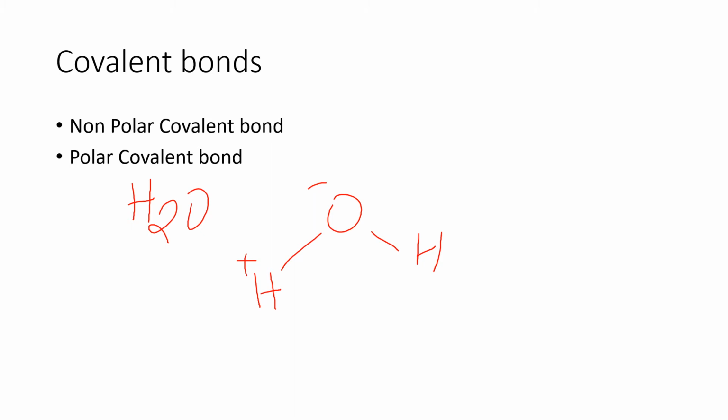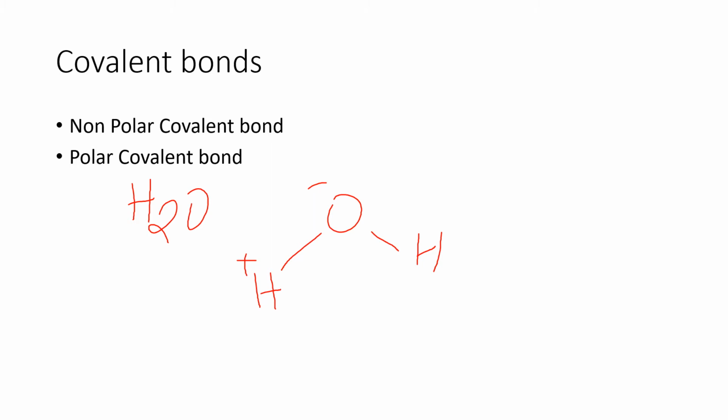Because oxygen is pulling those electrons more towards itself, we say that oxygen is not really sharing those electrons equally with hydrogen because it's trying to pull them more towards itself. And that would be an example of a polar covalent bond. So a polar covalent bond is when the elements are not sharing their electrons equally.